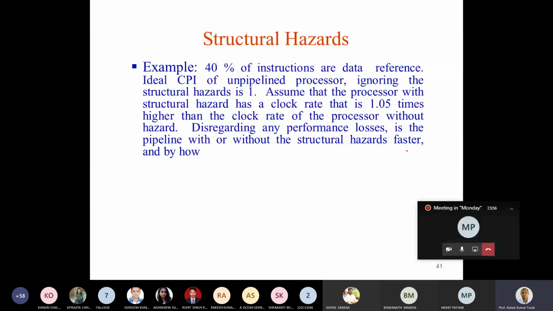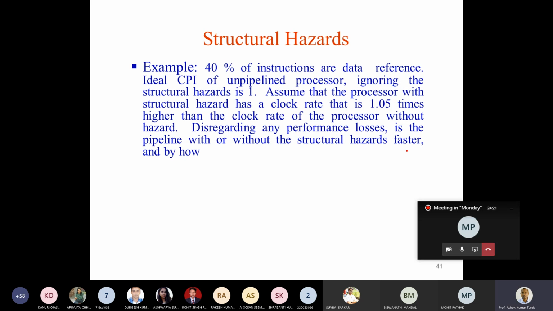Now let's take an example and see what penalty we are going to pay as a result of the structural hazards. Let's take a program where 40% of the instructions are data references.